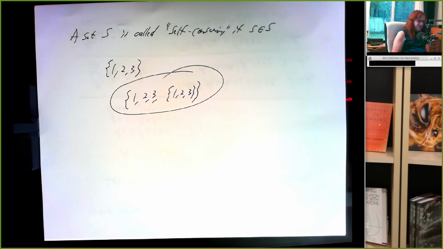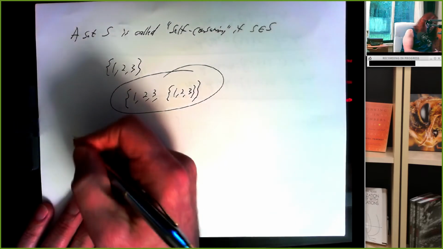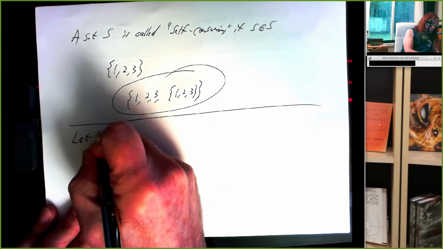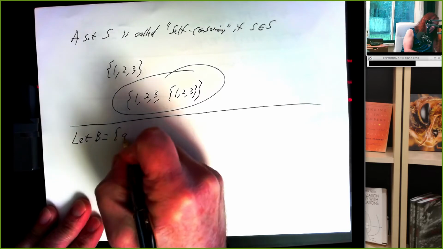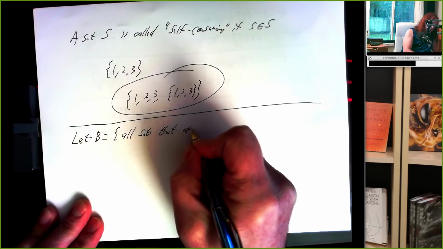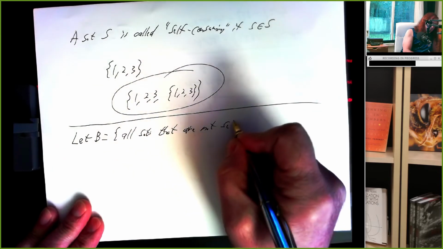And it's hard to imagine a self-consuming set. But, you know, if a set happens to have this property, we'll say it's self-consuming. Alright, so I'm going to use this property to define another set. Let B equal the collection of all sets that are not self-consuming.